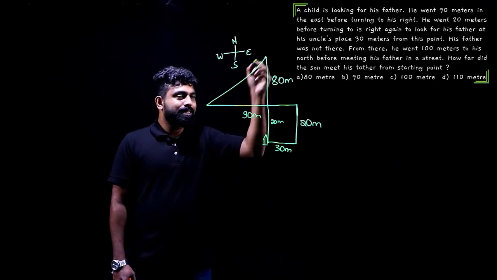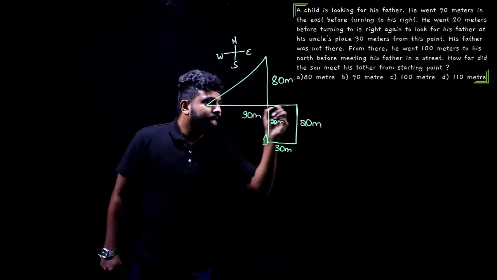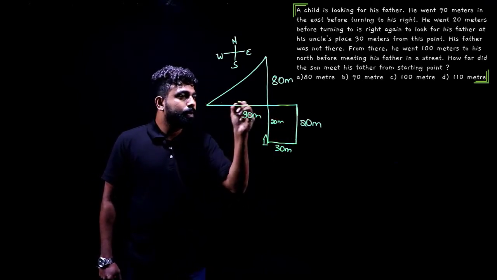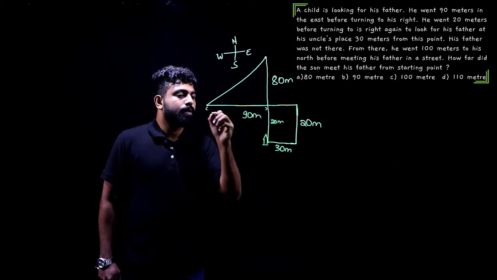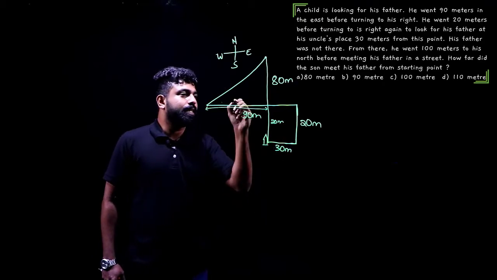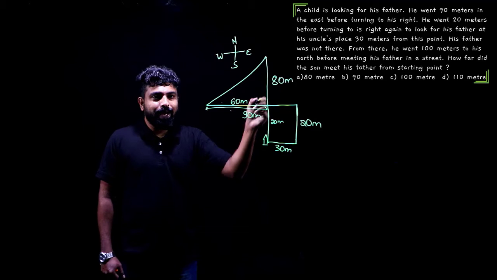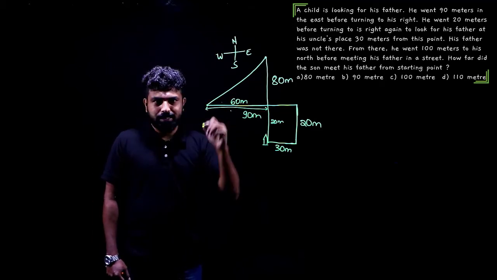So what will be the distance here? How to find that out? If this entire line is 90 meters, what will be this part, from here to here? It will be 90 minus 30, which is nothing but 60 meters. Now we have a right angle triangle. So we need the hypotenuse. How to get that?